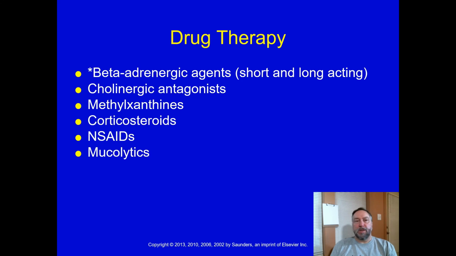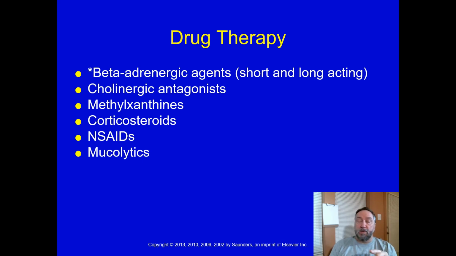Okay, some drug therapy. Beta adrenergic agonists. By now, you've heard it from me enough times, right? The sympathetics are being stimulated, right? Fight or flight. Going to bronchodilate, right? So the beta adrenergic agonists will bronchodilate. Short-acting one, albuterol, right? Bronchodilates.